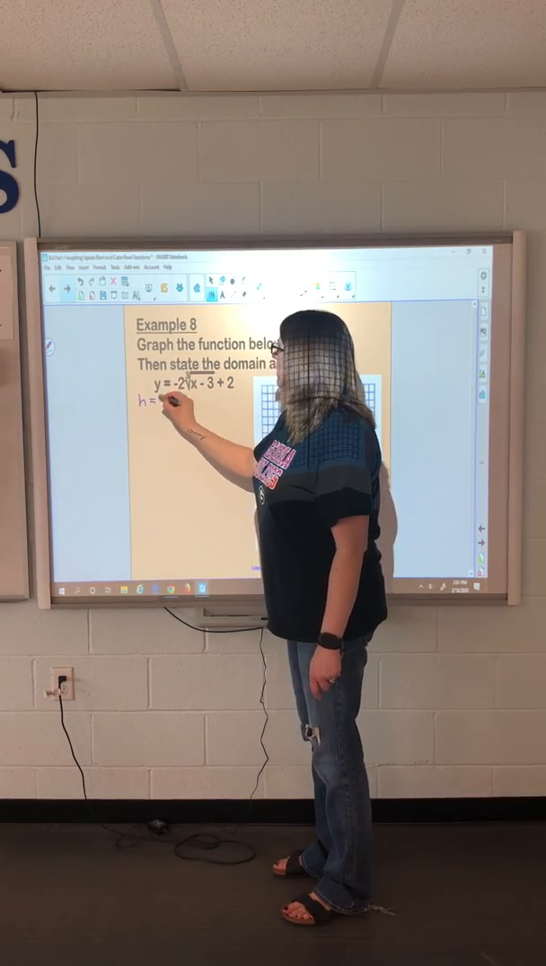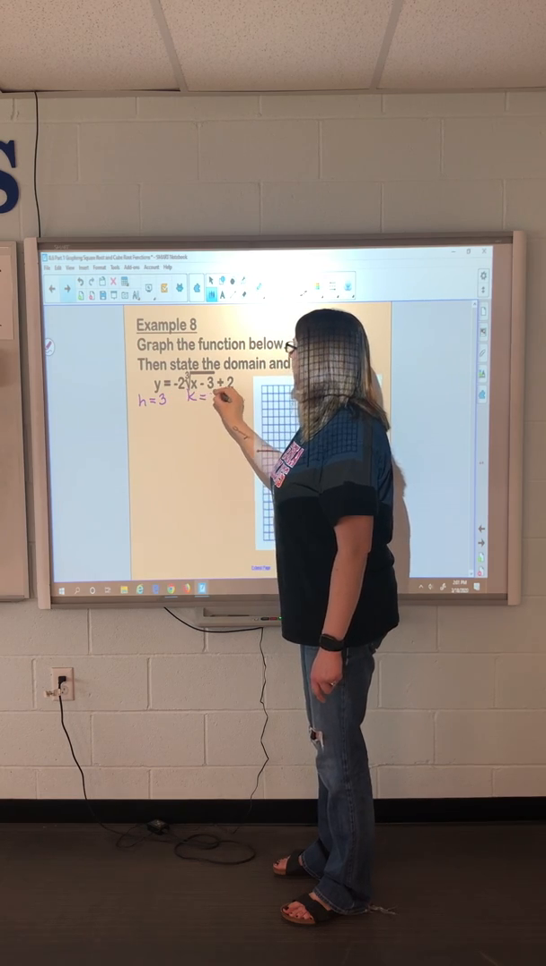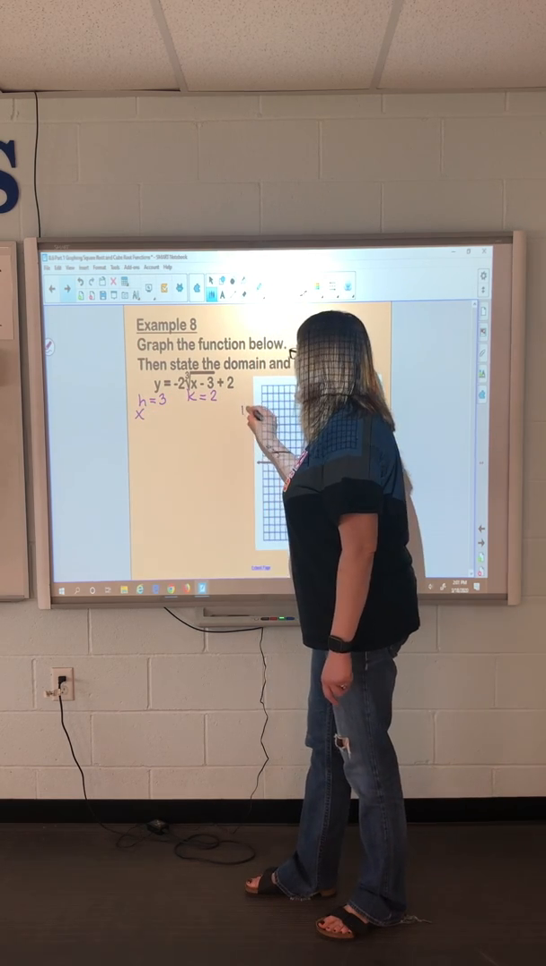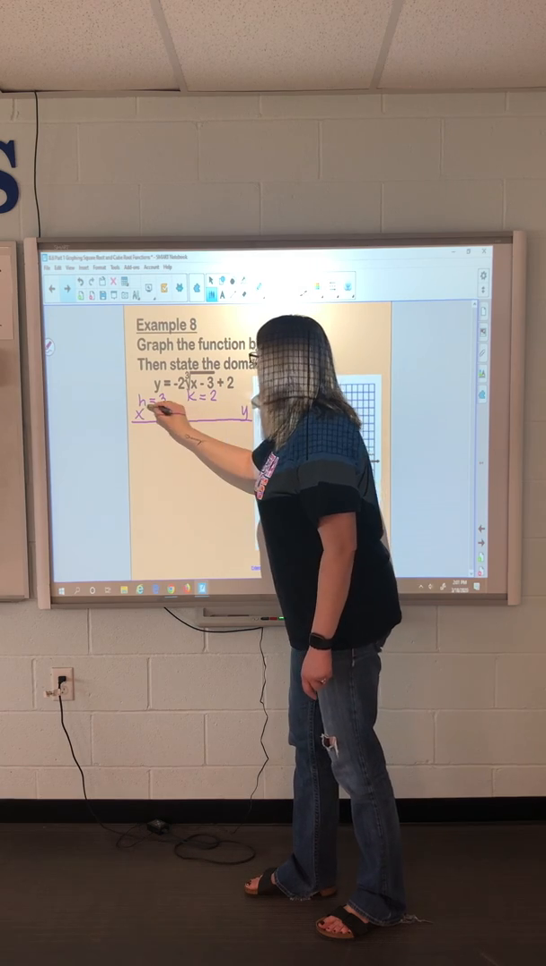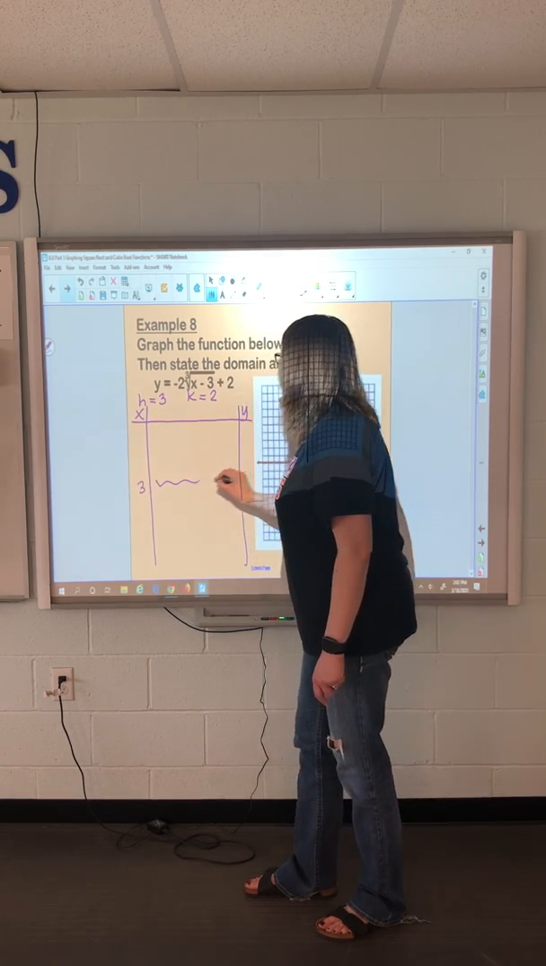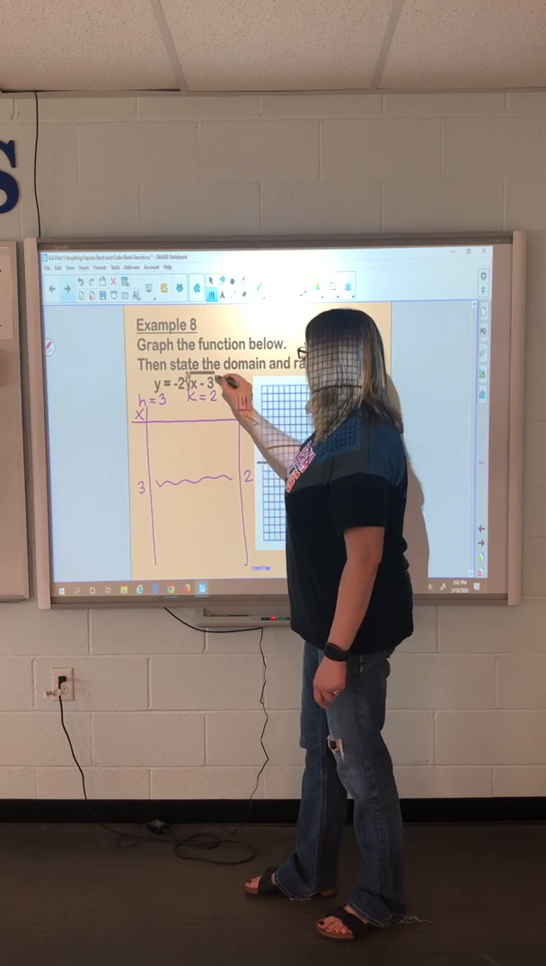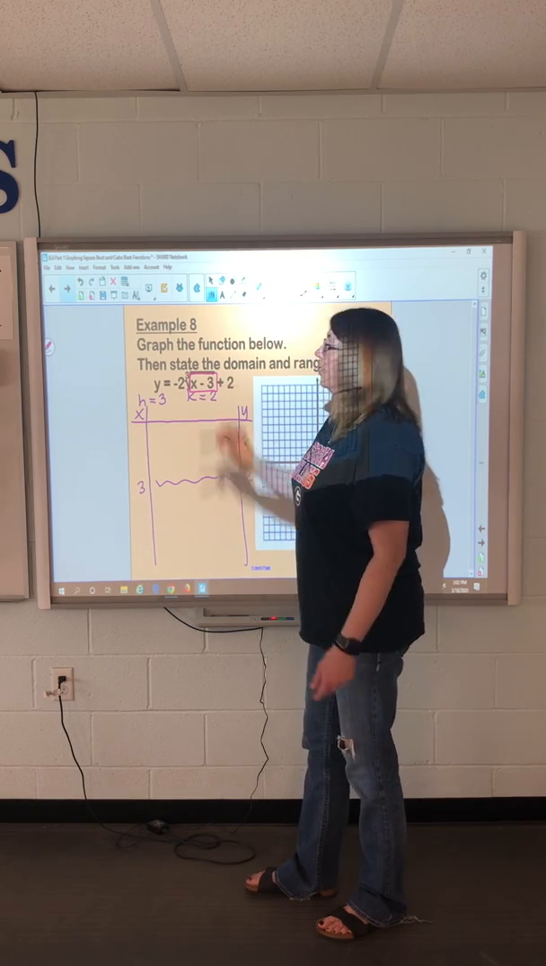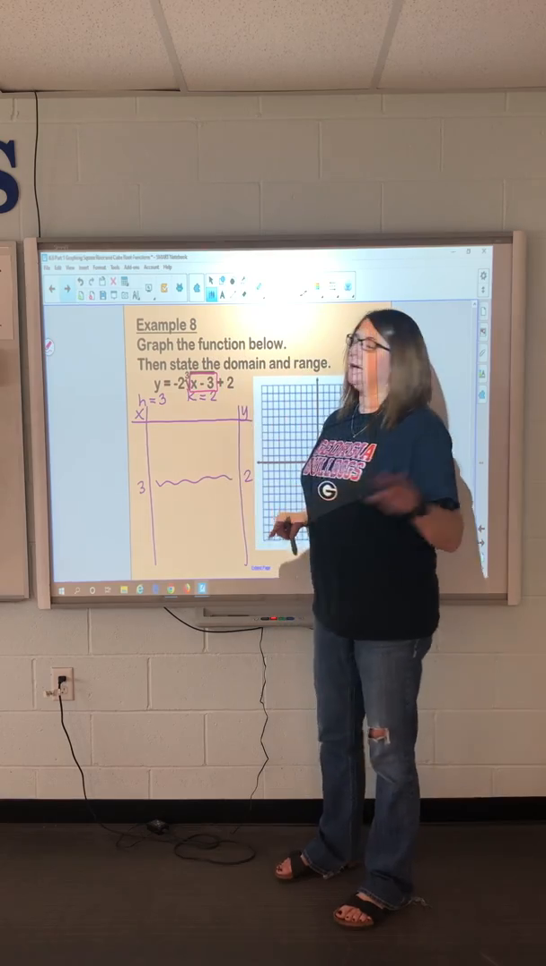So H is 3, K is 2. That's going to be our middle point. All right, we're going to take that. We're going to set it equal. I'm not going to write it up there. Let's do it out loud.